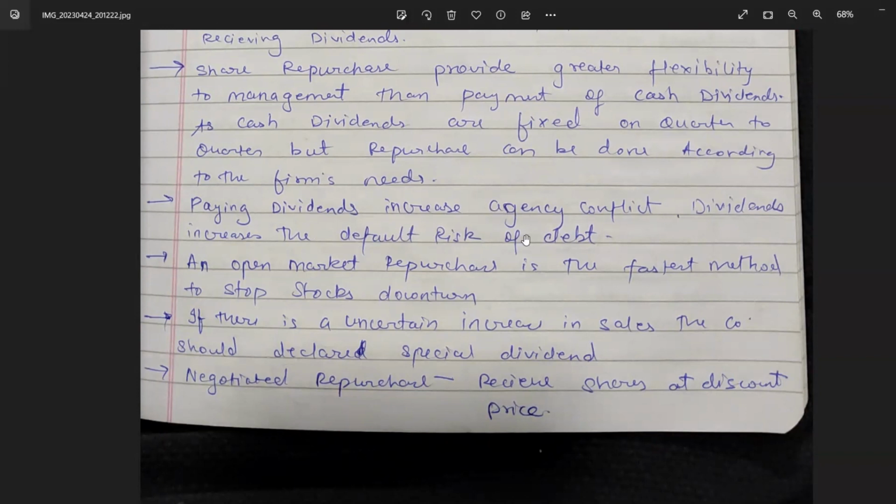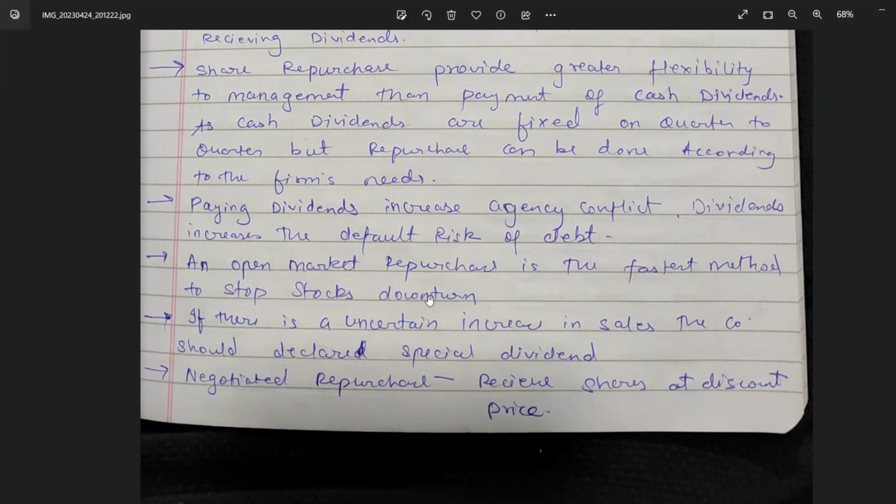So there is always a conflict between shareholders and bondholders. The bondholders want the company to retain its cash, because when the company is not doing well, this cash reserve acts as a cushion for the debt holders. But the shareholders want this cash reserve to be given to them in the form of dividends. An open market repurchase is the fastest method to stop a stock's downturn.